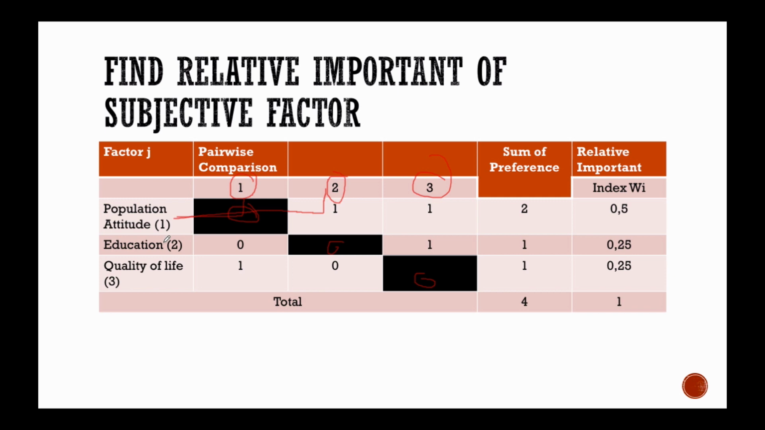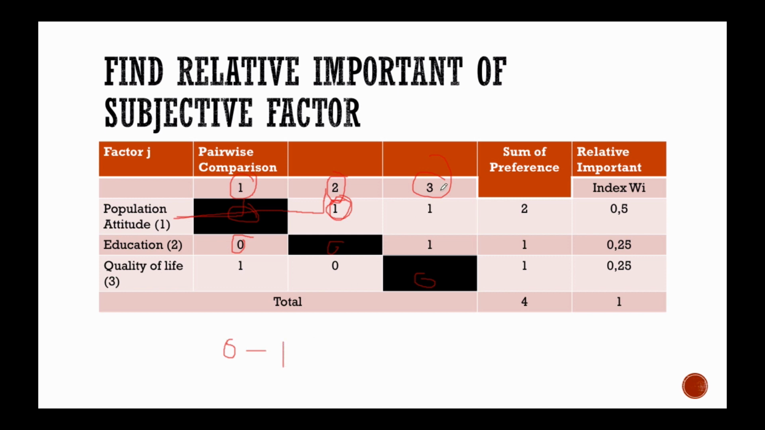So I'm going to say that the population attitude for me, because it is very subjective, and it's a very qualitative factor, is more important than education. So I give the value 1, and I write 0 for the pair of education compared with the population, because I state population attitude is more important than education. So here education is not more important than the population attitude. So the value here we can write only between 0 to 1.